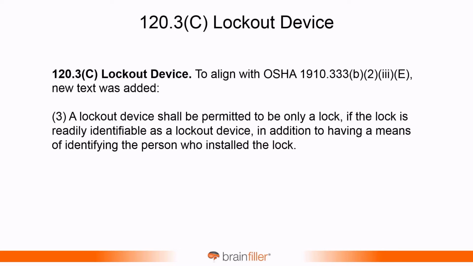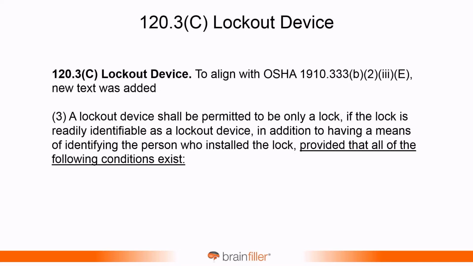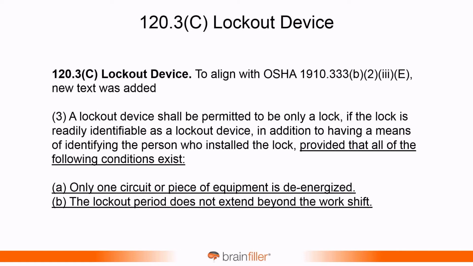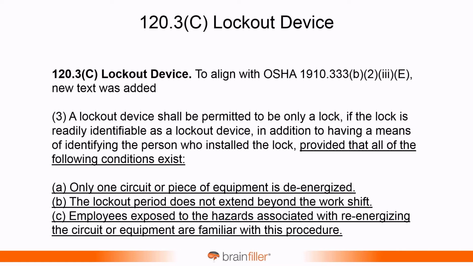Another modification, the lockout device. There was a modification made to align this with OSHA. The lockout device shall be permitted to be only a lock if the lock is readily identifiable as a lockout device, in addition to having a means of identifying the person who installed the lock. And the addition is provided that all the following conditions exist. Only one circuit or piece of equipment is de-energized. The lockout period doesn't extend beyond the work shift. And the employees exposed to the hazards associated with re-energizing the circuit or equipment are familiar with this procedure. And again, this is to align with OSHA requirements.